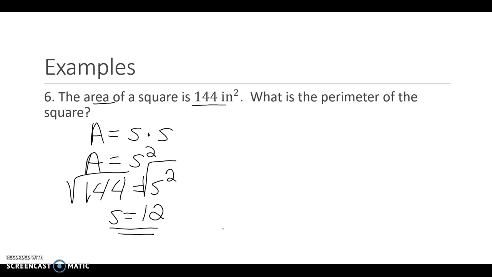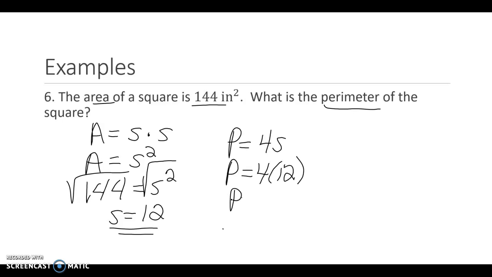Now we're going to use that side to help us find the perimeter. Perimeter of a square is p equals 4s. So p equals 4 times 12. The perimeter, 48, and just inches when we're looking at perimeter, 48 inches.